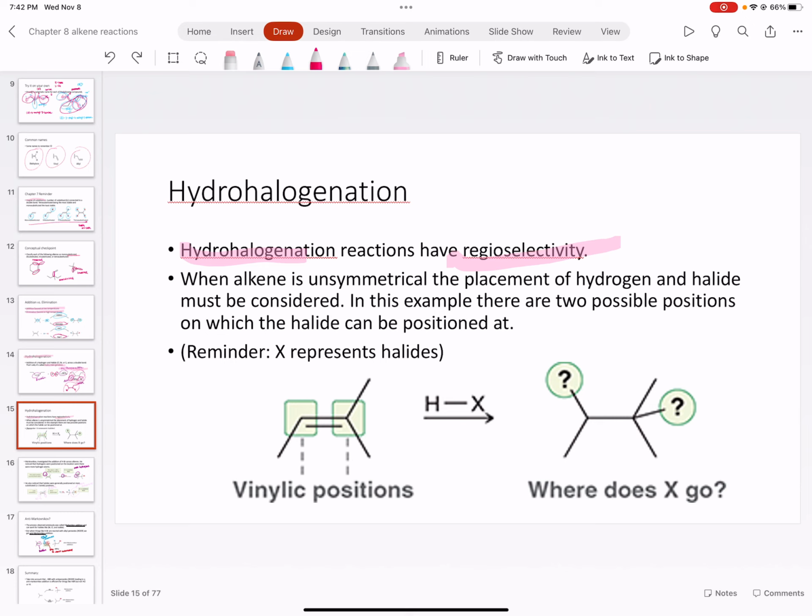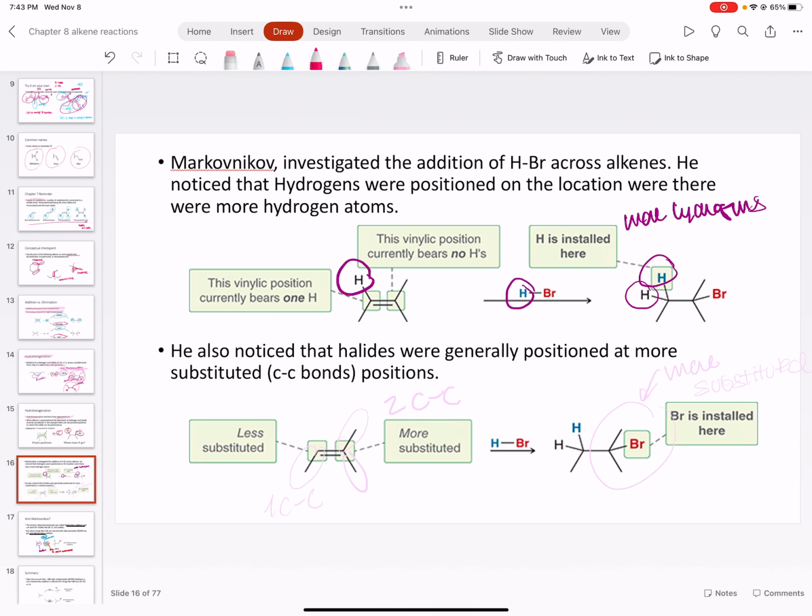So in this example, there are two possible positions at which the halide can be placed. Reminder, X represents halides. When we break that double bond, where would the halide go? Would it go on the left or on the right? This is when Markovnikov comes in. Markovnikov was a scientist who investigated the addition of hydrogen bromide to alkenes. He noticed that hydrogens were positioned at the locations that already had more hydrogen atoms.